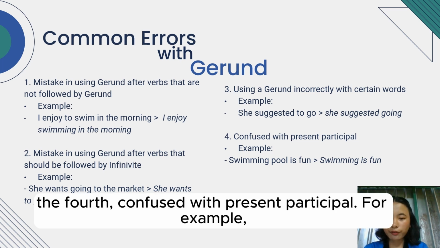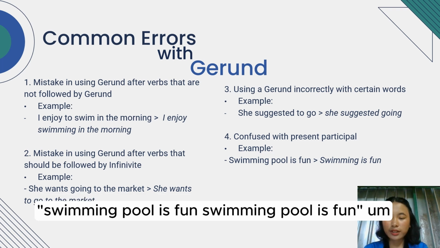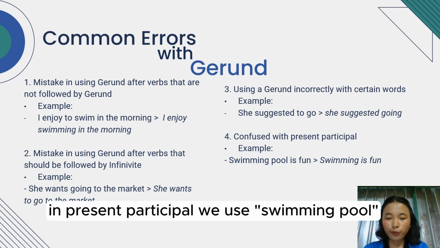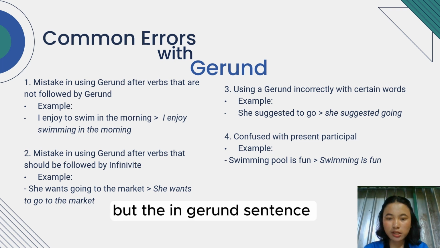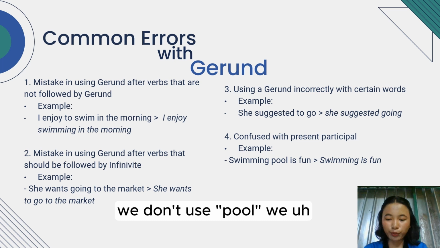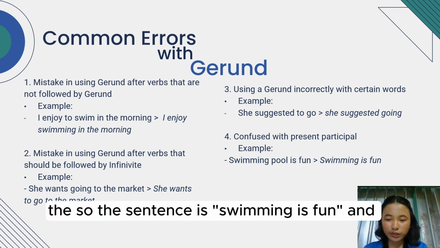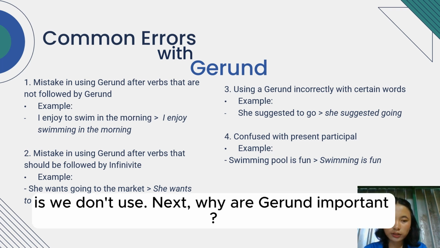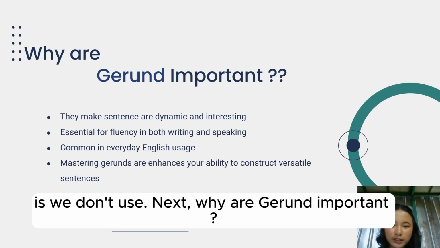The fourth, confusion with the present participle. For example, "Swimming pool is fun." In the present participle, we use swimming pool, but in the gerund sentence we don't use pool. The sentence is "Swimming is fun," and the word pool we don't use.